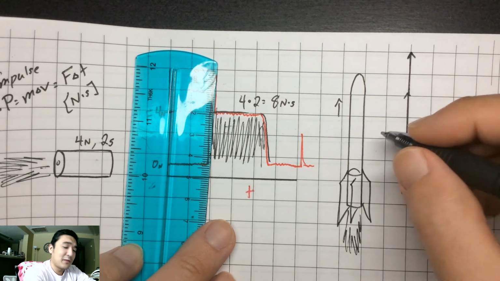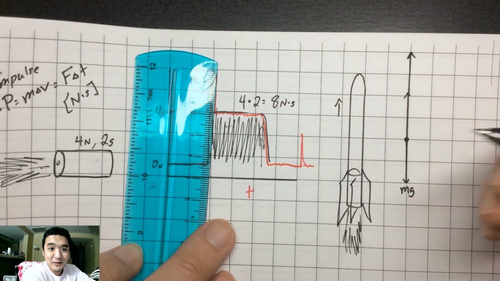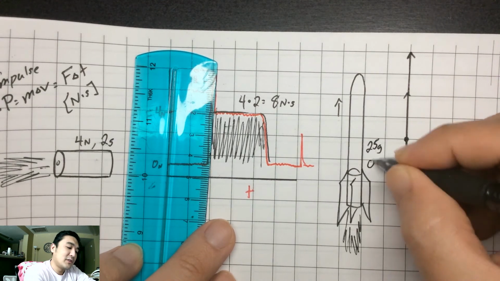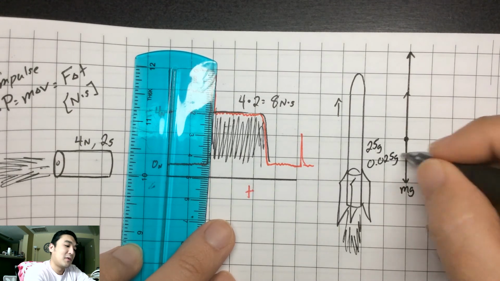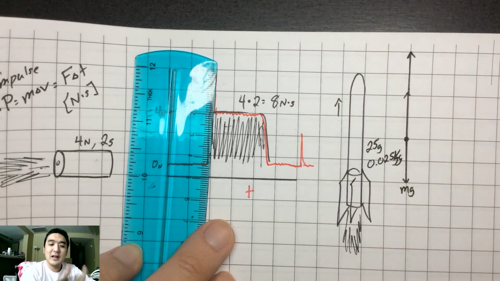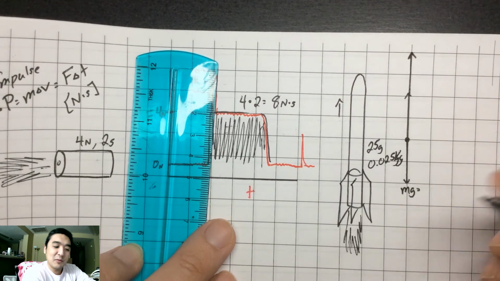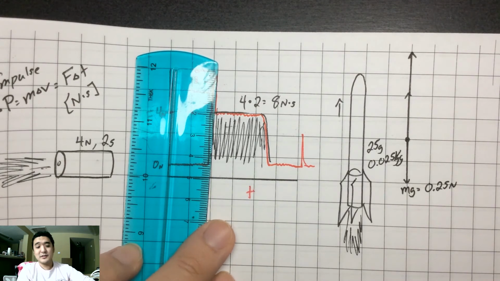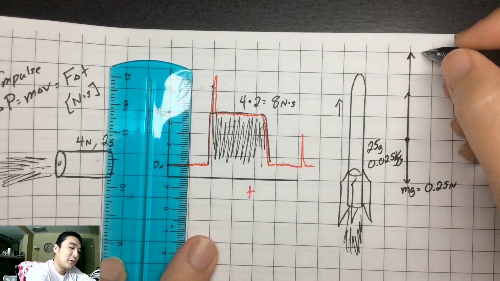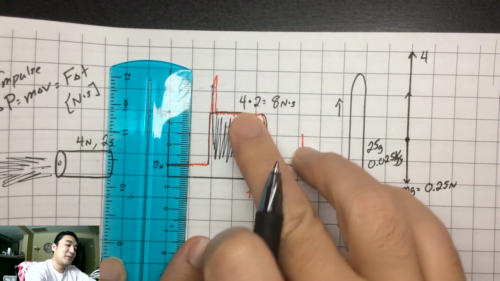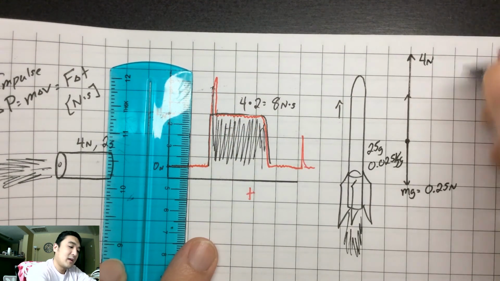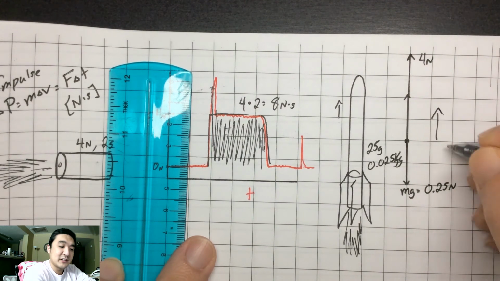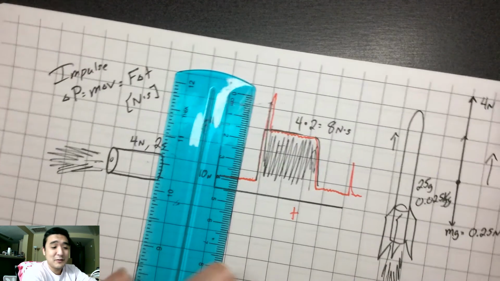Usually rockets are very, very light, maybe 25 grams, 30 grams, 40 grams. So let's say this thing is 25 grams, or 0.025 kilograms total. If we find the mg of that, multiplied by 10, we have 0.25 newtons. Well, that's good. So we have this impulse force times time. The force of the rocket engine is 4 newtons, and we have this force of gravity, which is 0.25 newtons. That's an excess force, a net force upwards of 3.75 newtons.